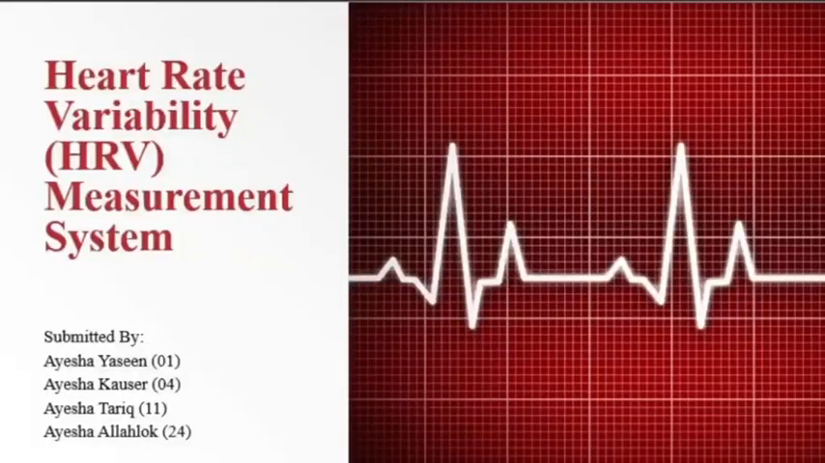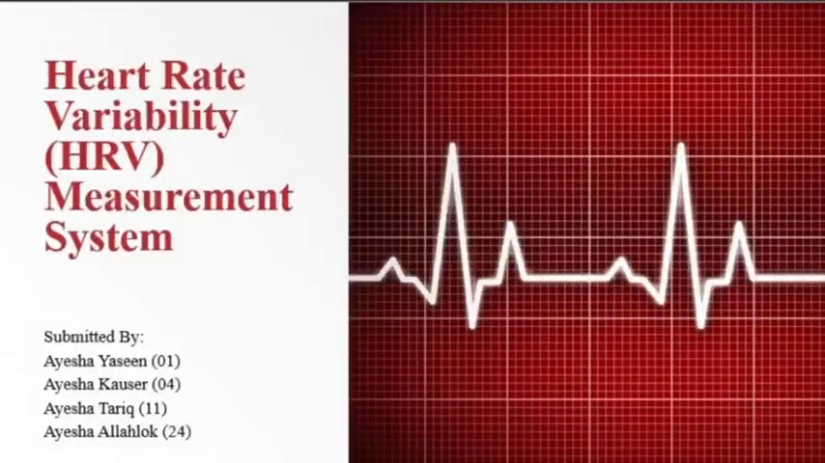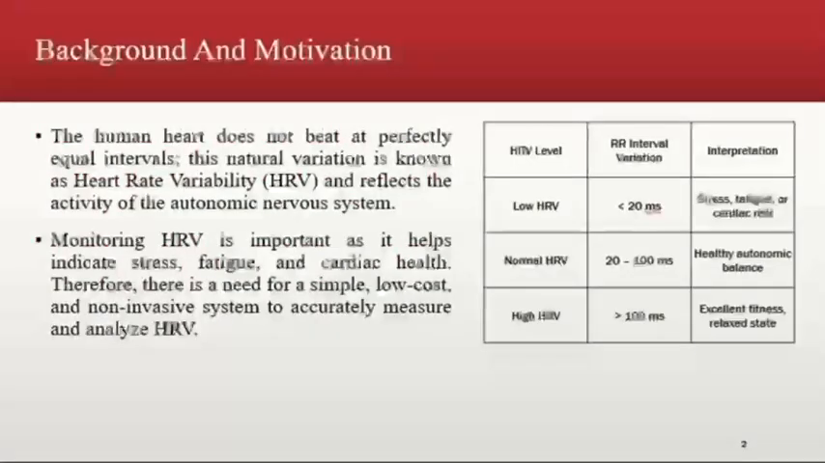Hi everyone, today we are going to present to you our semester project, which was a heart rate variability measurement system. The background and motivation for this project is that the beats of the human heart vary from person to person and do not occur at perfectly equal intervals. This variability between these intervals, specifically RR intervals, is called heart rate variability.